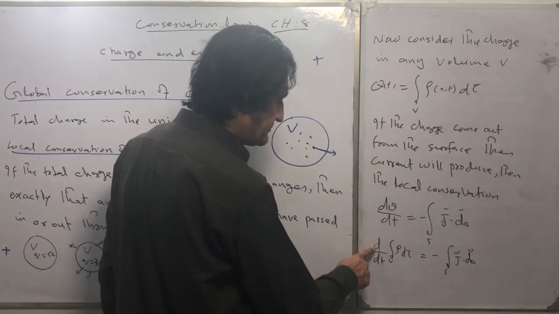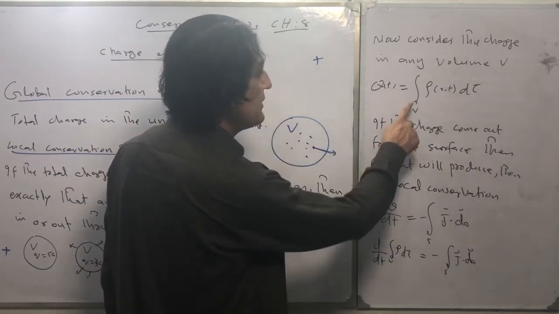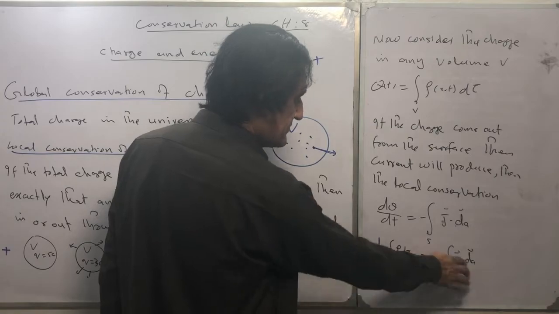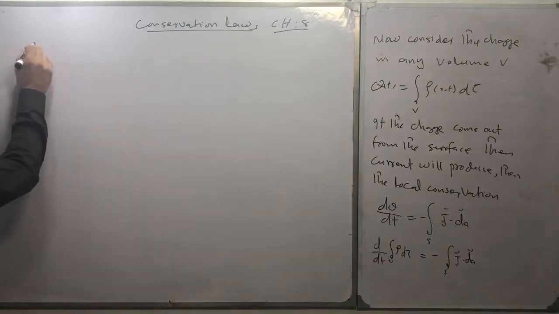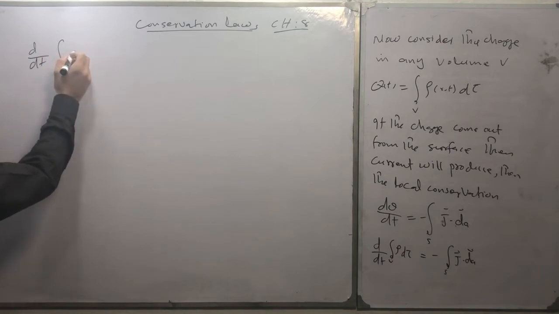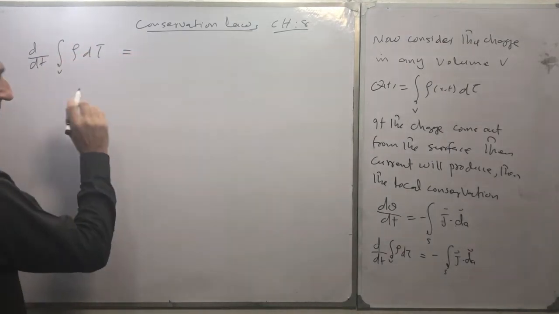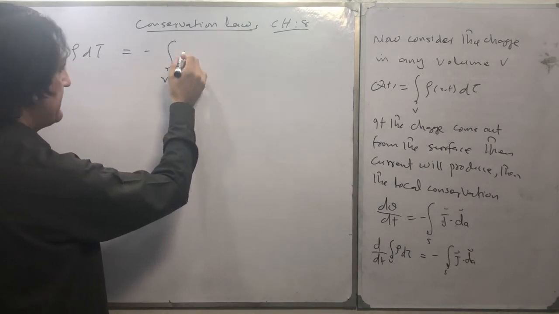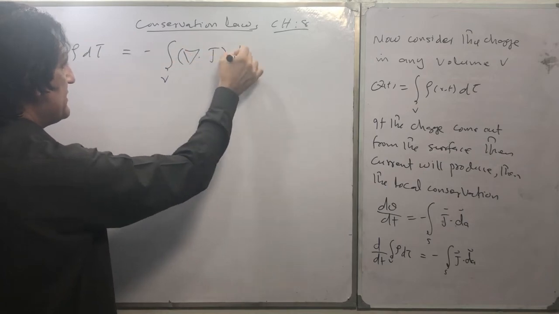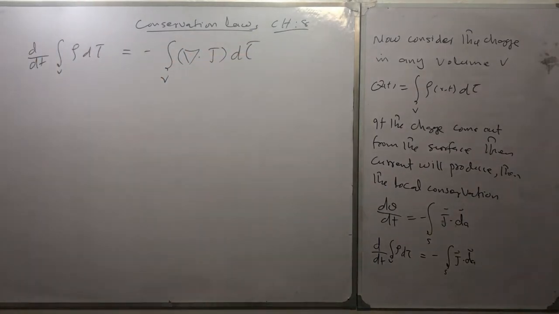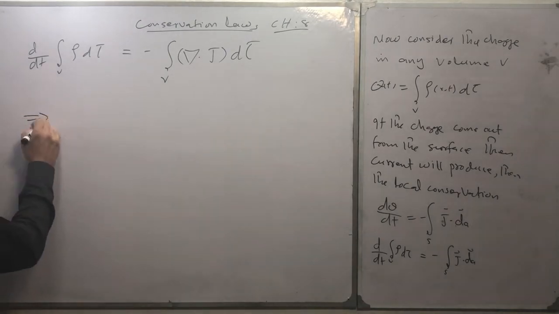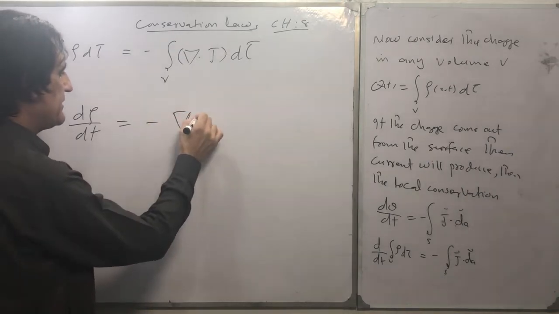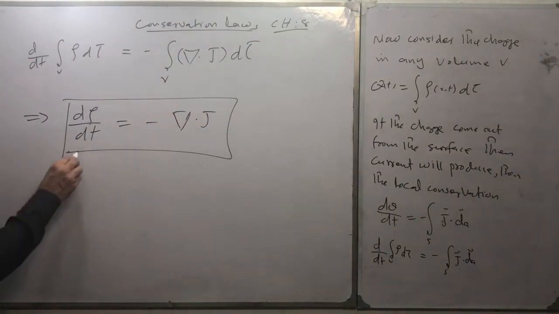And further, we know about Q. Q can be defined here, then d/dt of the integral over V of rho d tau is equal to this thing. Then d/dt of rho d tau, the divergence, becomes the divergence of J d tau. If we remove the integral, then we have d rho divided by dt, which is equal to minus del dot J. So this is the continuity equation.